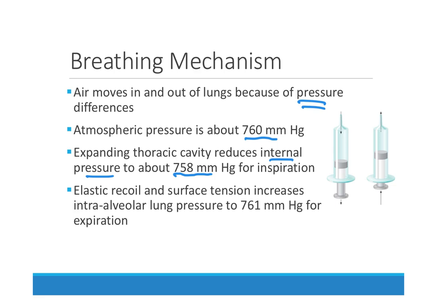It gets pushed in actually by the higher atmospheric pressure on the outside. And then when you exhale, it's a combination of elastic recoil and just the tension on the alveoli themselves that increase the pressure to about 761 millimeters of mercury, and that's enough to cause expiration, or moves the air out because the pressure is higher inside the thoracic cavity, and so that pressure pushes the air out.